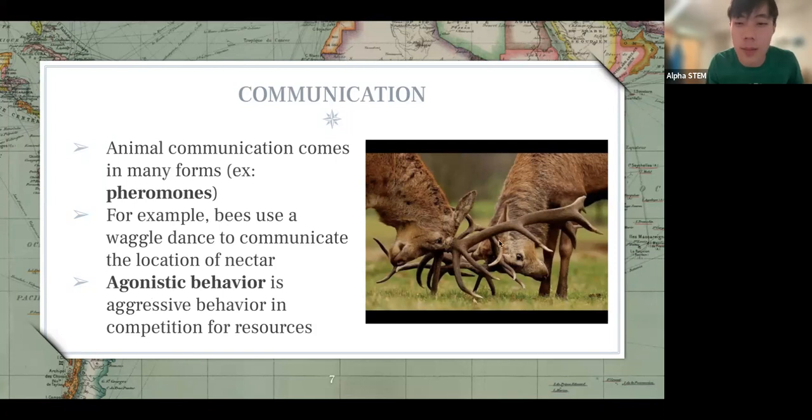On the other hand, for example, in these deer, there are many males competing for mating rights. So agonistic behavior is aggressive behavior, generally in males, for competition for resources such as territory or mates.